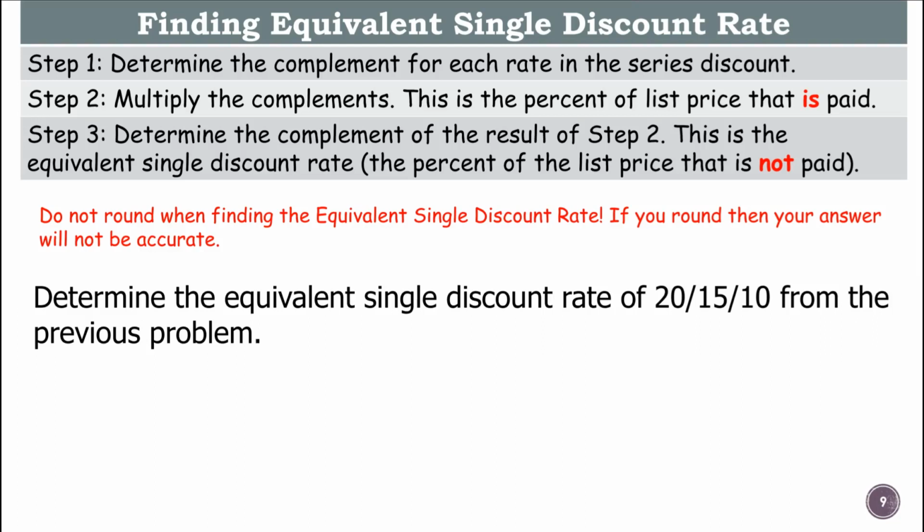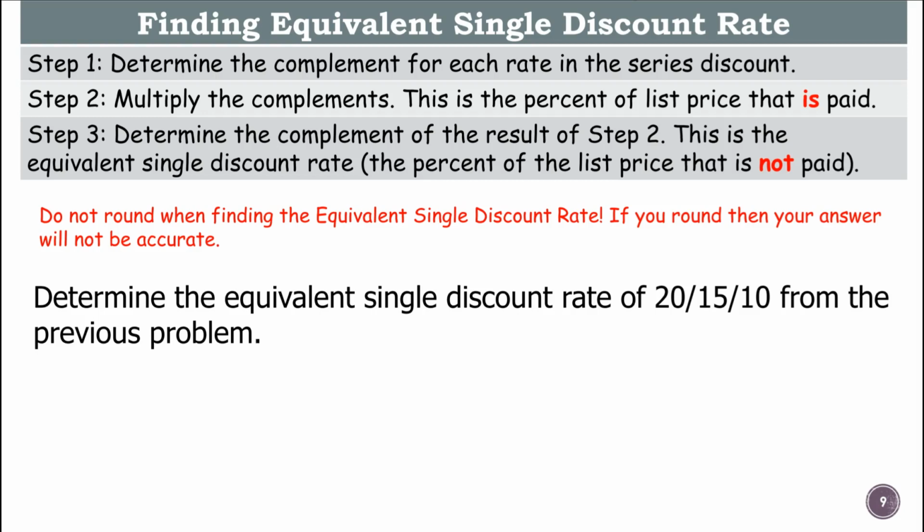Hi, we're still on section 5.1 and this part is about finding the equivalent single discount rate. This is really a step-by-step process that you have to learn. The discount rate is not about the amount of the discount, it's about the rate of the discount. And also notice in red we're saying do not round when finding this.